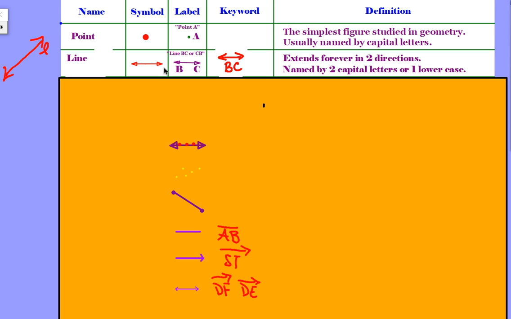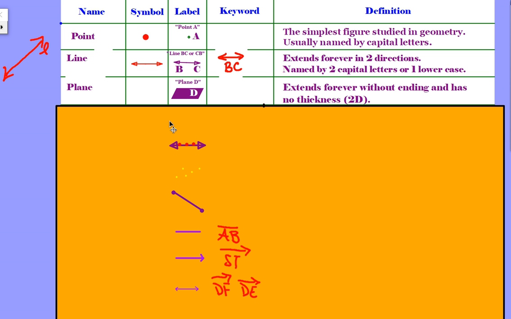For our lines, as we see here, our line has two arrows. Why does it have two arrows? Because it goes on infinitely, all right? We would classify it looking at a label like this. If we have point B and point C that lie on the line, this could be considered line BC or line CB, and we would write it as BC or CB with a line and two arrows on top, okay?